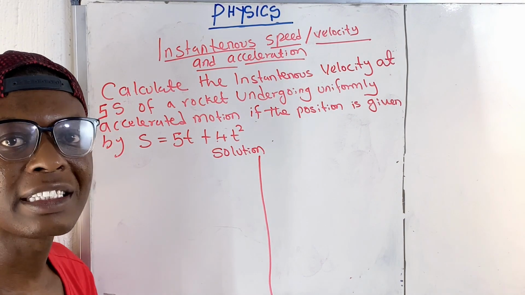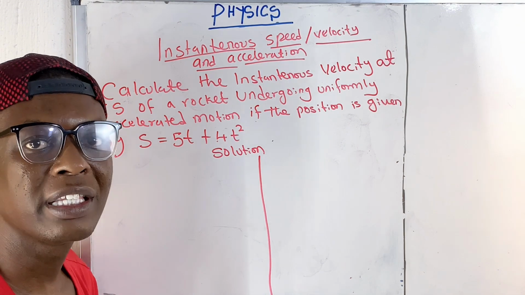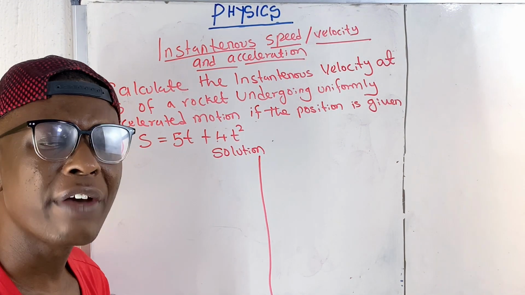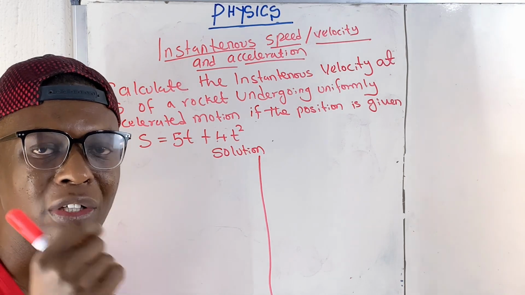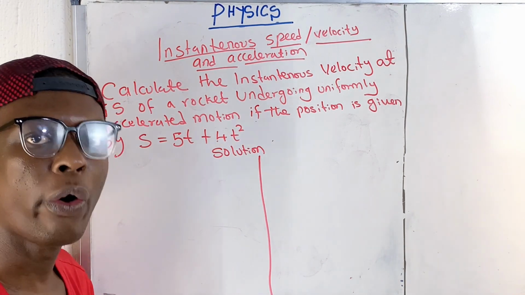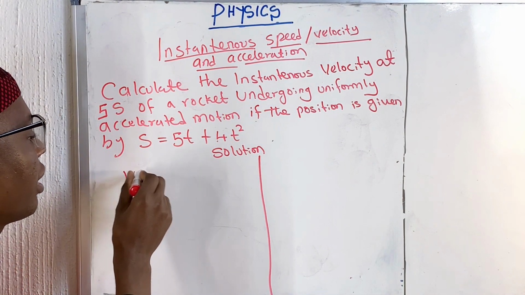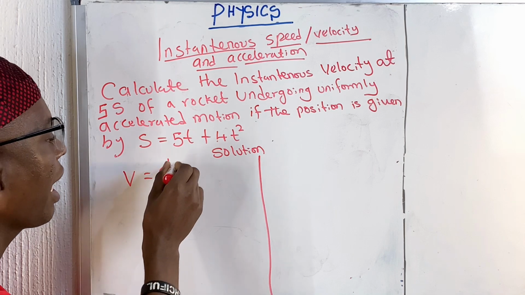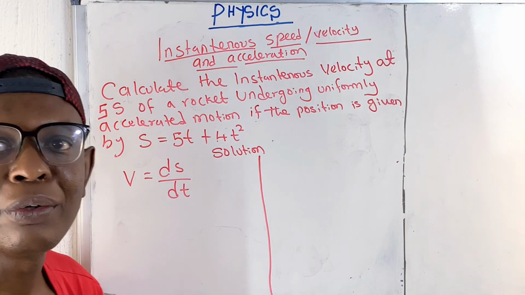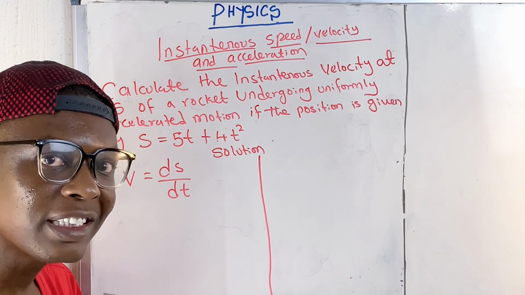Okay, so what is instantaneous velocity or speed? Instantaneous velocity or speed is that velocity which is measured at an instant. Therefore, for any given time, the velocity you get at that point is called the instantaneous velocity or speed. And it is mathematically written as V = ds/dt. So we are actually going to perform differentiation in physics.